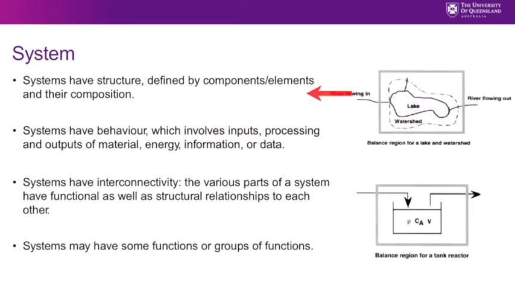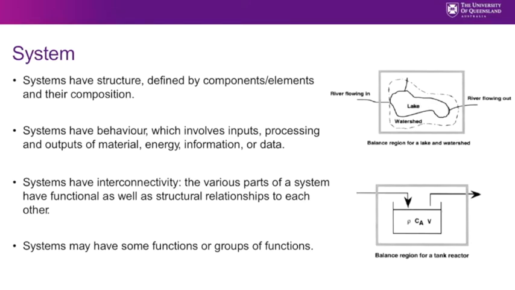So a system has a structure defined by components, elements, and their composition. Systems have behavior, which involves inputs, processing, and outputs of material, energy, information, or data. So when we define a system, it will have something called flows that affect a variable that we are tracking in the system.